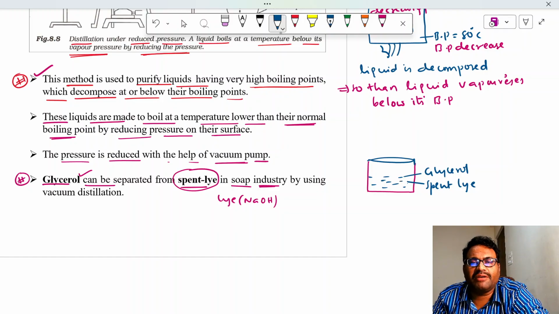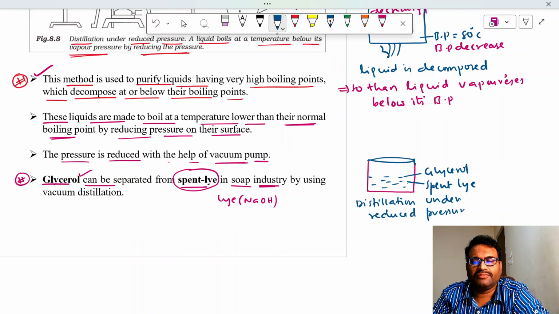These two liquids can be separated by the process called as what? Distillation under reduced pressure, or vacuum distillation.